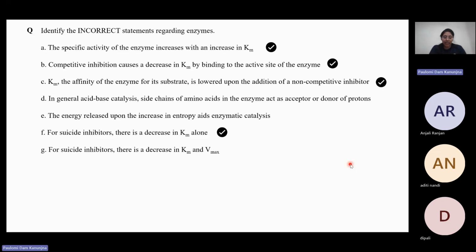Right? Any doubt in this section of enzymes? Otherwise, we move on. Yes, yes. Please type in your questions or you can unmute yourself and ask.